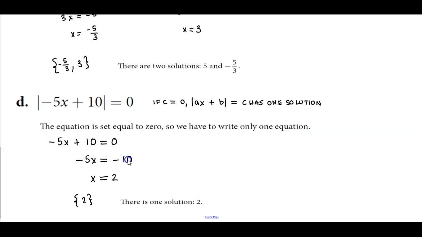Subtract 10 from both sides. Divide both sides by negative 5. Negative 10 divided by negative 5 gives you positive 2. So x is going to equal 2. So our solution is 2.